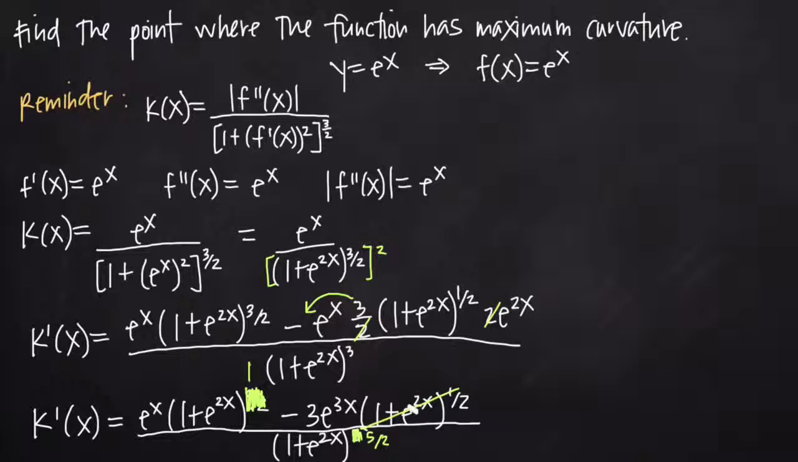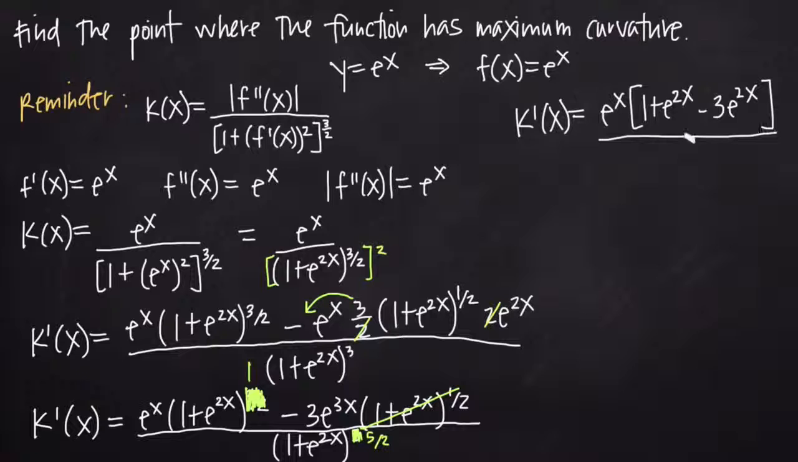So there we go. Now what we can do is factor out an e to the x in the numerator. So k prime of x is going to be e to the x multiplied by 1 plus e to the 2x, and then we subtract 3 e to the 2x, so e to the 2x like this, and in our denominator we're just left with 1 plus e to the 2x raised to the 5 halves power.